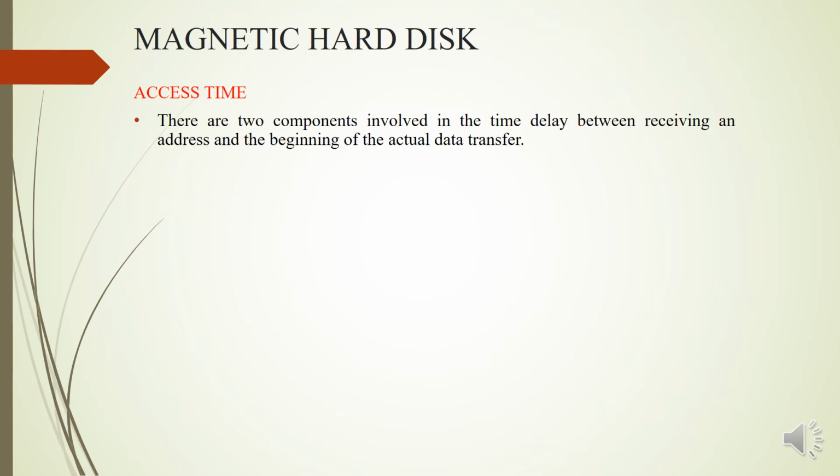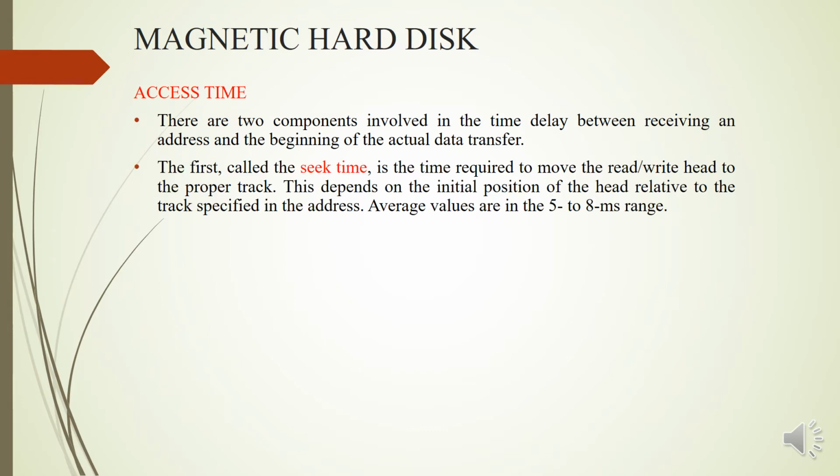There are two components involved in the time delay between receiving an address and the beginning of the actual data transfer. The first one is called seek time. Seek time is the time required to move the head, that is the read or write head, to the proper track. This depends on the initial position of the head relative to the track specified in the address. The average value of the seek time varies from 5 to 8 milliseconds.